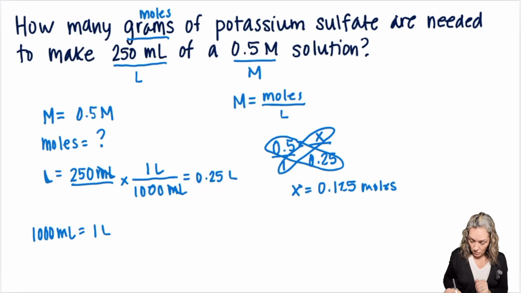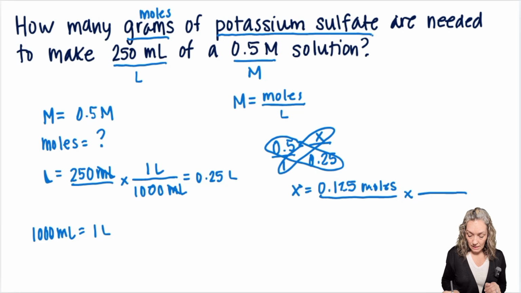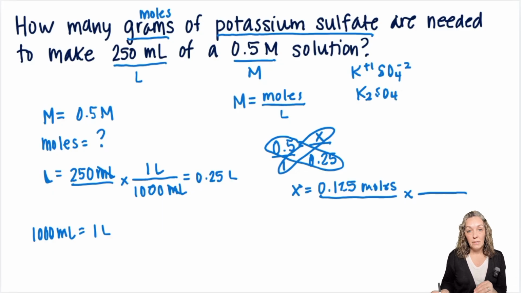In order to do a conversion, I'm going to need to go to the periodic table and find the molar mass of my substance. But the formula is not written here. It's giving me the name. If you need a refresher on naming ionic formulas, check out the video that's linked above. Potassium has a +1 charge and sulfate is a polyatomic ion with a -2 charge. So when it is happy, it is K2SO4. Before you add it up on the periodic table, you need to make sure that it is stable or happy.